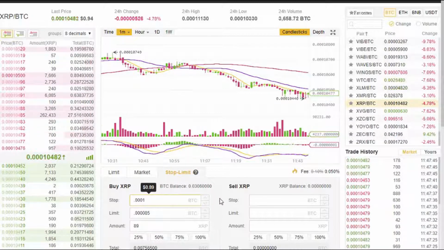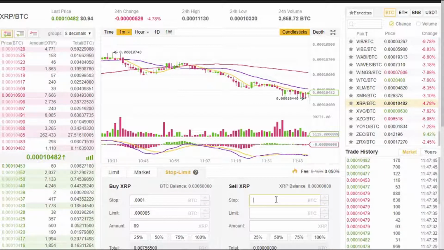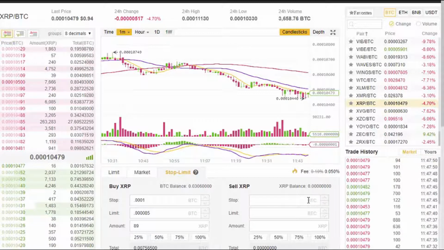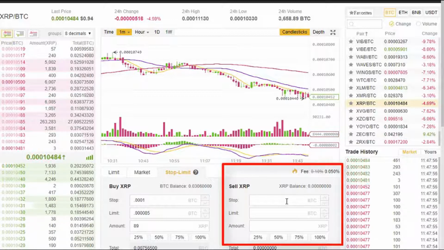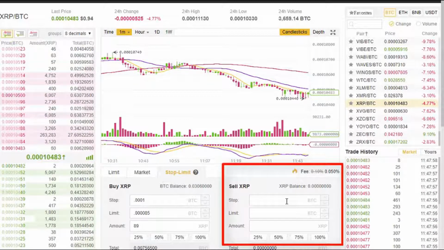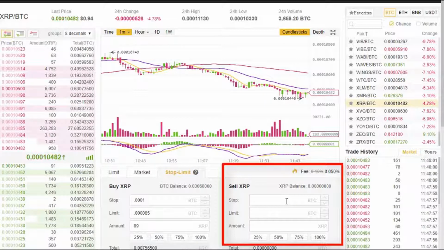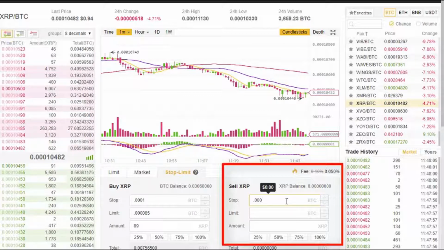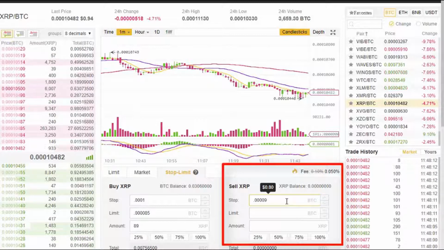Now it's the same on the sell, it's just the reverse. Let's say you're worried about that and you want to sell your XRP. Now I don't have any, but if you had that, you'd do the same thing. I would put how much in Bitcoin do you want to sell that? And you'd find the equivalency of what you wanted at 0.0009. Let's say you're worried that if it goes below 80 cents, I want to sell. Okay? So you'll sell there.